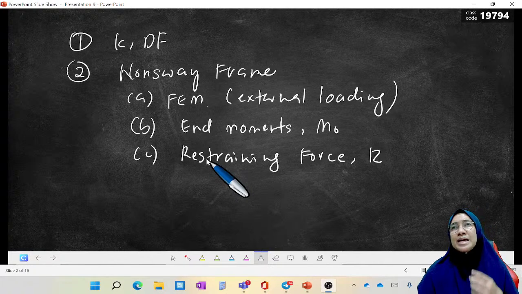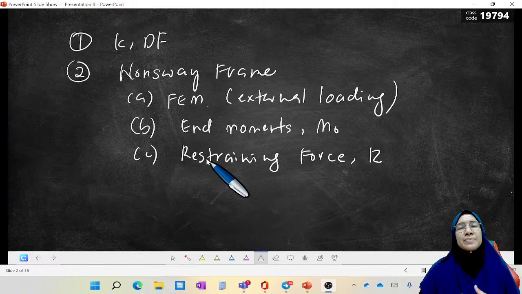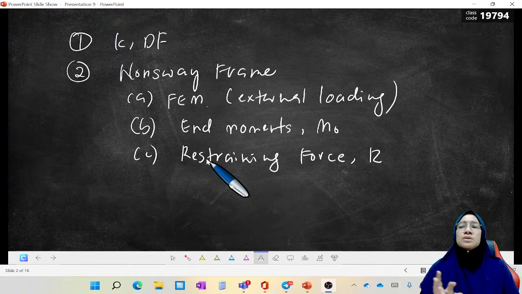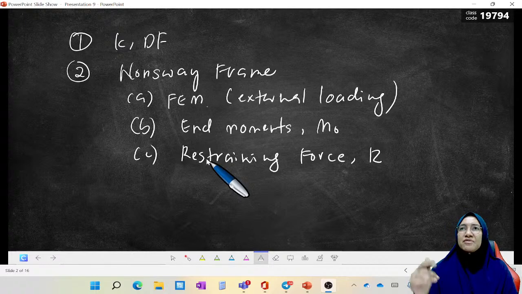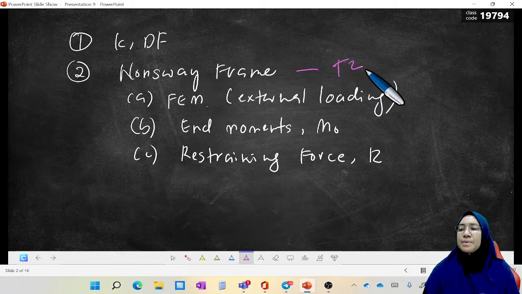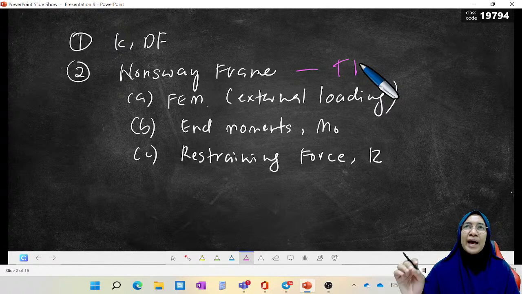Properly restrained is a non-sway frame. Properly restrained has no delta. So FEM in the non-sway frame, table number 1, will be calculated due to external load only. So we focus on this non-sidesway frame. As shown on the screen, we have step number 2 that will focus on table number 1. Non-sidesway frame is table number 1. In table number 1, we have to calculate FEM due to external loading only.